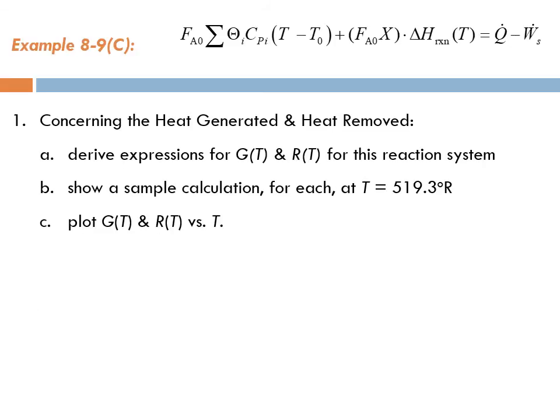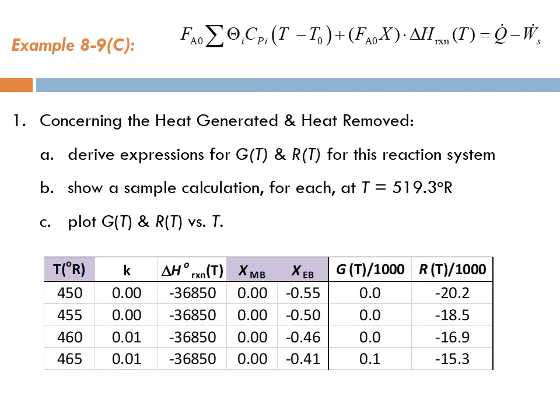Now we need to plot GT and RT versus T. Well, we have the equation for GT and we have the equation for RT, so it's very simple to plot these versus T. How do we do this? Well, for me, of course, I used Excel, the same Excel that we developed in the earlier lectures. I'm using it here with slight modifications.